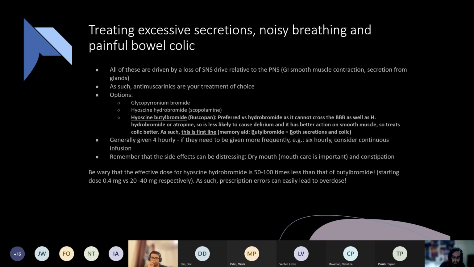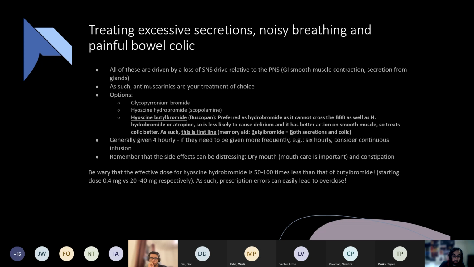What are the problems with antimuscarinics? What side effects are we going to give that patient? Yep, put them into retention, which is very unpleasant. Constipation, which is unpleasant. Dry mouth, good. I like that people said dry mouth because people often forget that, and it's really unpleasant when you're dying. So you need to consider things like mouth care and possibly prescribing a laxative.